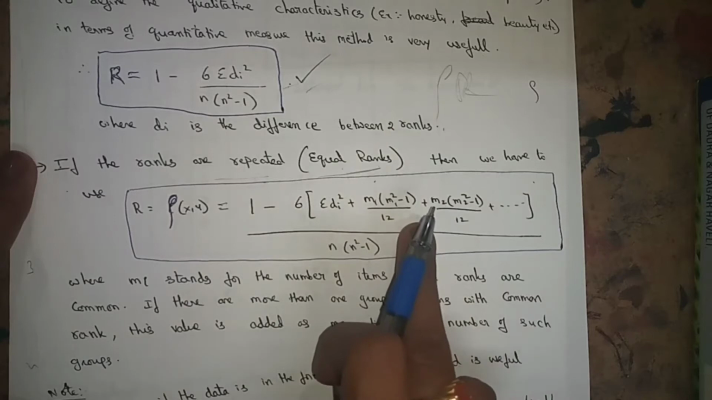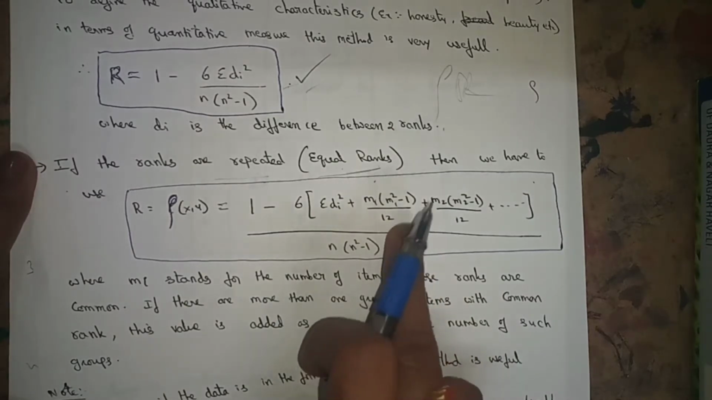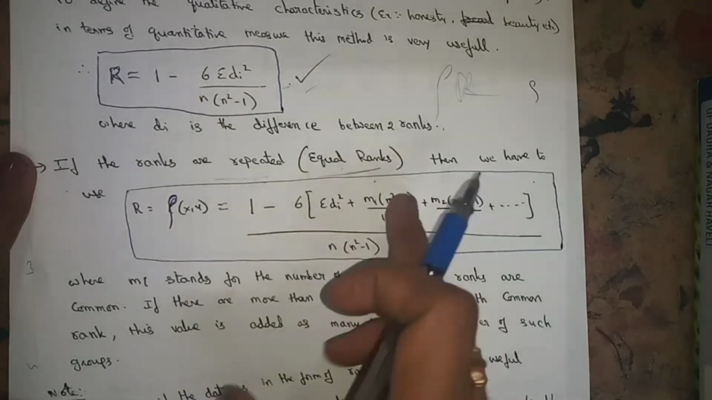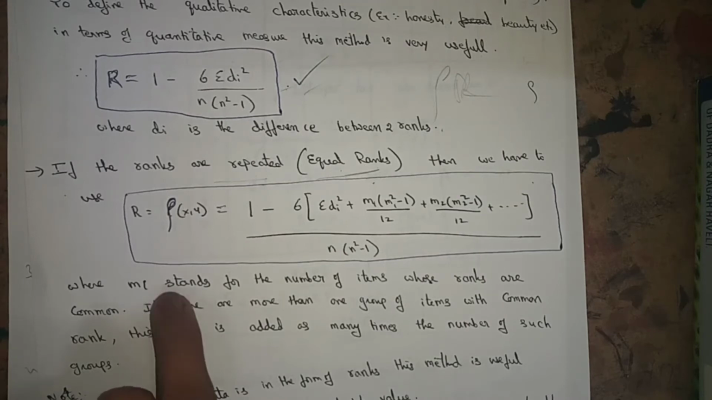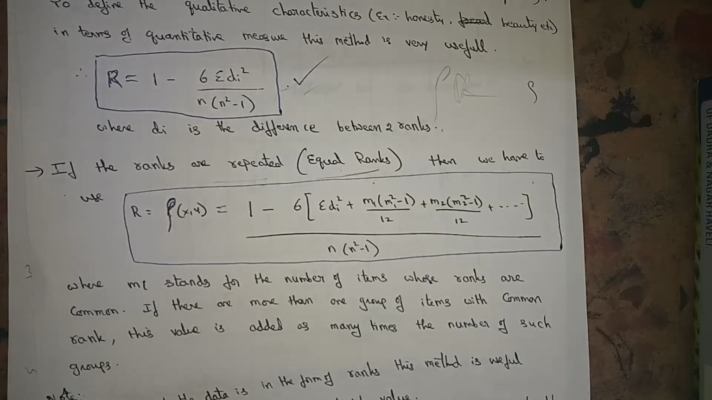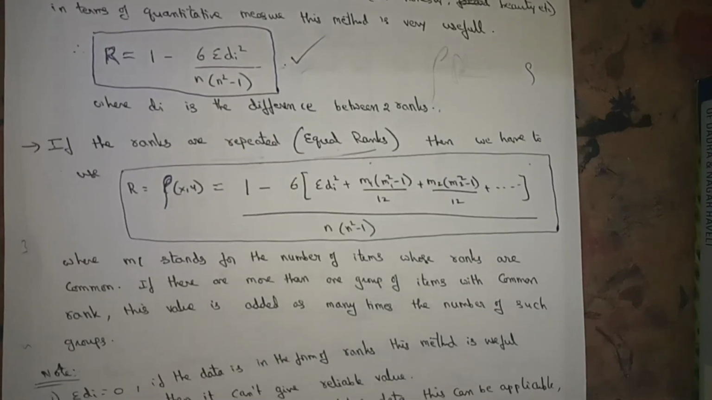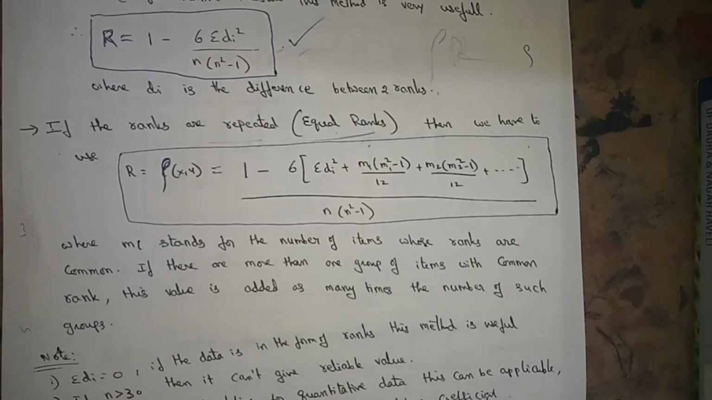We use this formula if the ranks are repeated or equal, two ranks are equal or three ranks are equal, or like that. What do m1, m2, or mi stand for? mi stands for the number of items whose ranks are common. I will tell you about this while doing the problem. If there is more than one group of items with a common rank, this value is added as many times as the number of such groups.